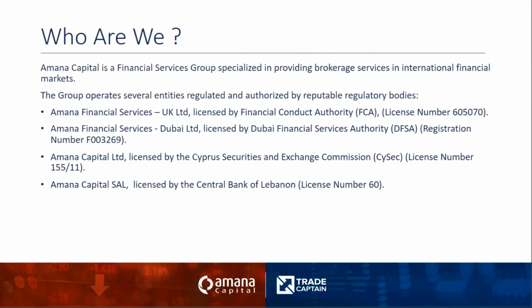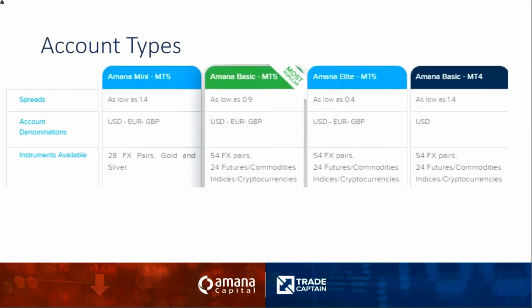We are a financial services group specialized in providing brokerage services in the international financial markets. The group comprises four main entities: Amana Financial Services UK, licensed by the FCA in London; Amana Financial Services Dubai, licensed by the DFSA in Dubai; Amana Financial Services Ltd, licensed by the SISIC in Cyprus; and Amana Capital SAL, licensed by the Central Bank of Lebanon. We provide you with access to multiple account types and platforms, and accordingly charge different spreads across these account types, with spreads starting at 0.4.